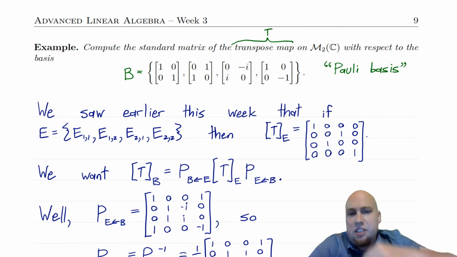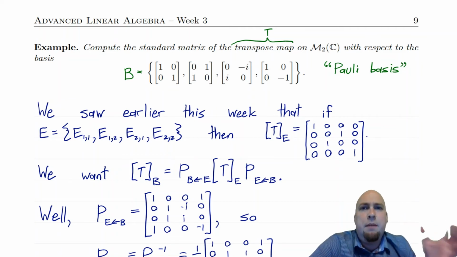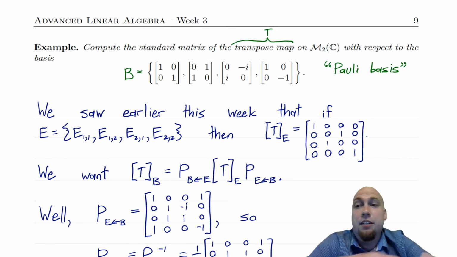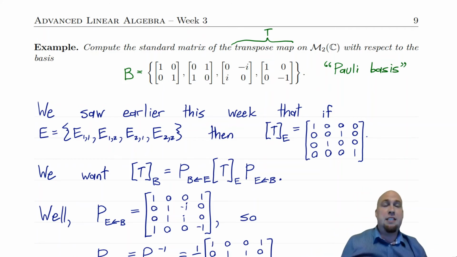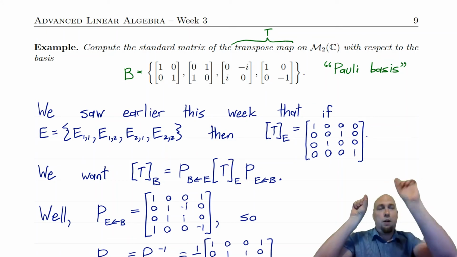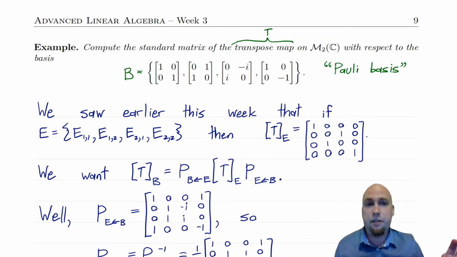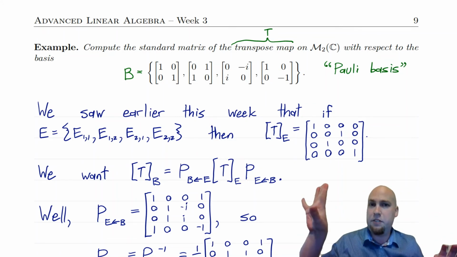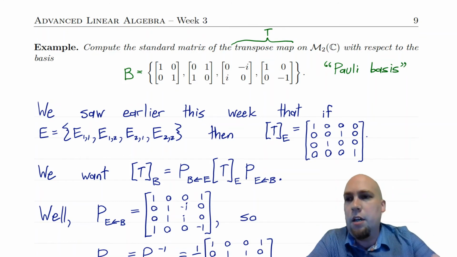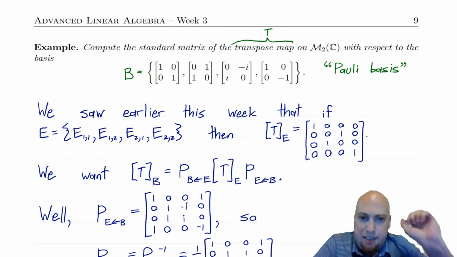Okay, so first off, before we do this, remember a couple lectures ago we computed the standard matrix of the transpose map with respect to the standard basis, the basis where every matrix just has a 1 in a single entry and all the other entries are equal to 0. All right, so we already have one standard matrix of the transpose map. I want a different one though, for reasons that we'll get to as we finish up this example.